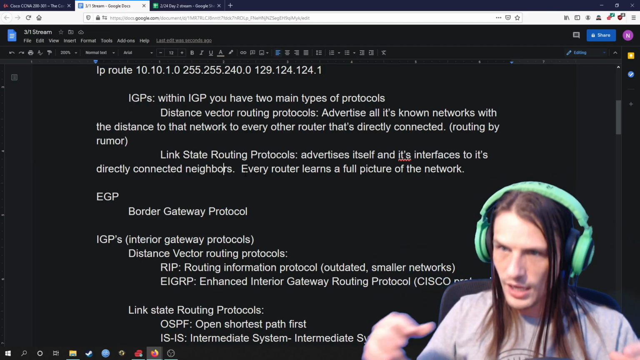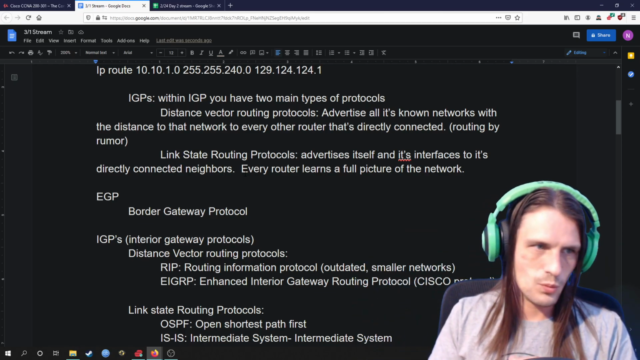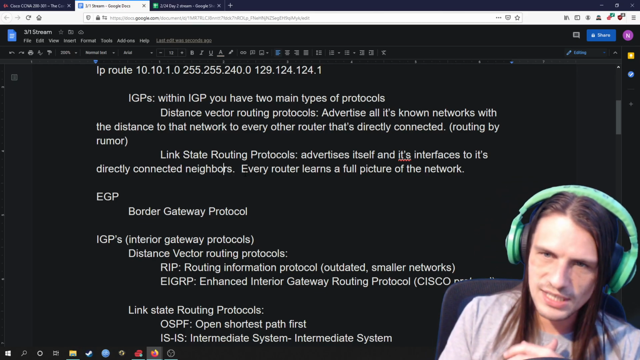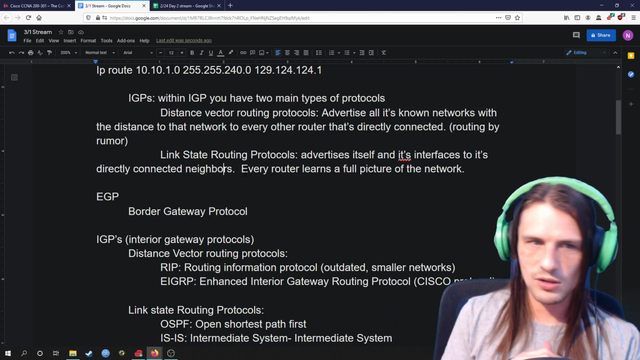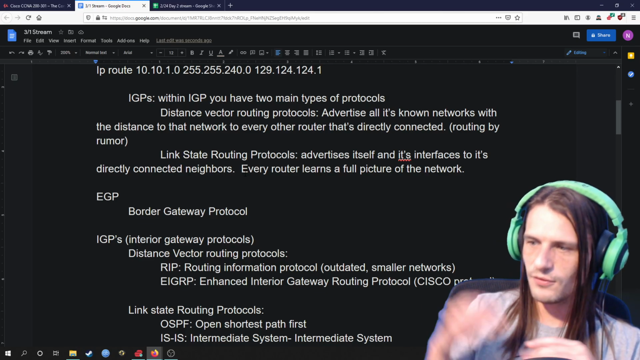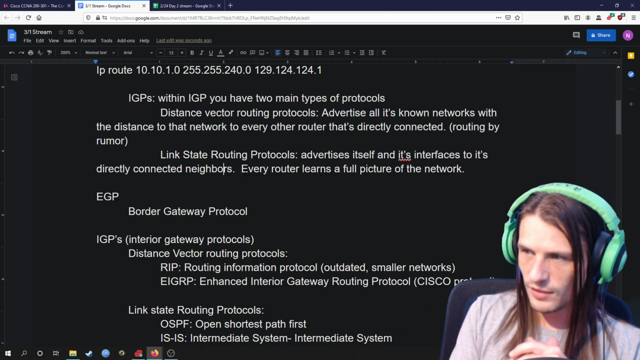That router takes all that plus everything it knows and advertises that to the next router. So with link state, your routers have a much deeper understanding of the topology. They know the topology of your network. They have access to all of it. So that means they can make better routing decisions. If links go down, they can choose the best path based on all the information they have.